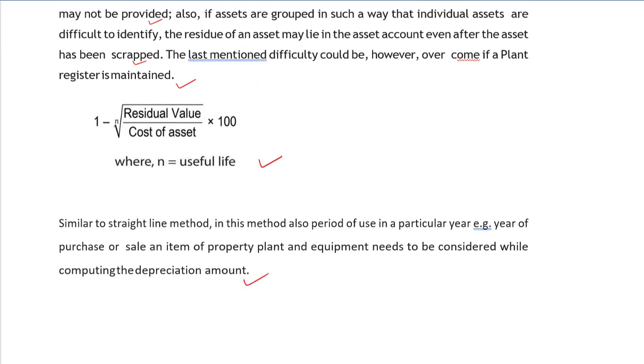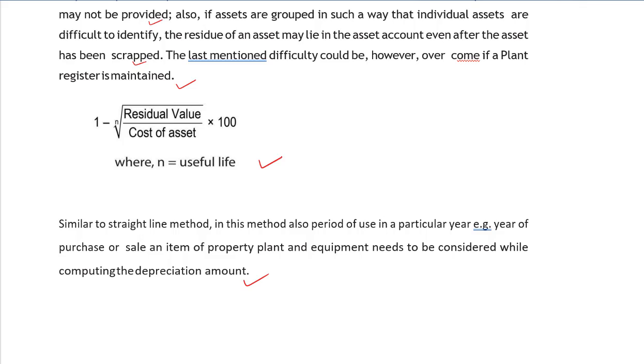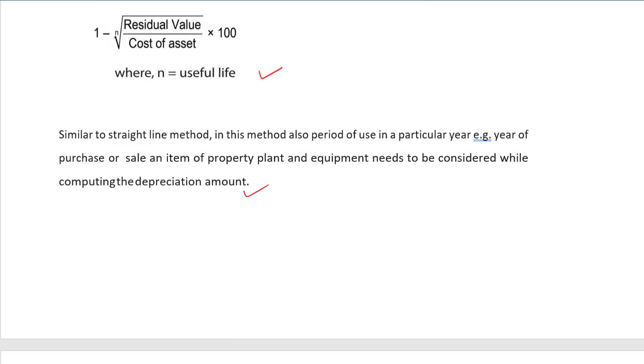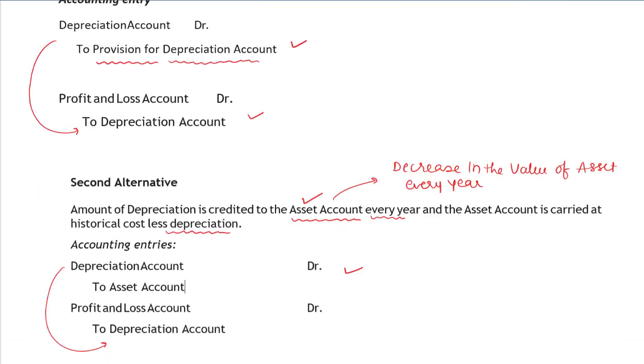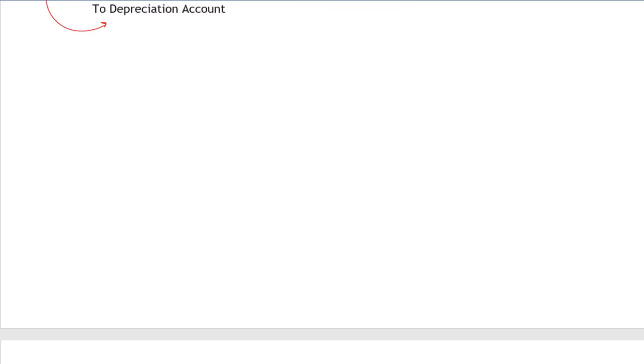Okay, so I believe you must have understood this formula. This formula to calculate the depreciation rate is 1 minus residual value, scrap value, divided by original cost of the asset, multiplied by 100, raised to the power of 1 by useful life. Now let us do some examples. Just try to solve a few examples on depreciation rate.